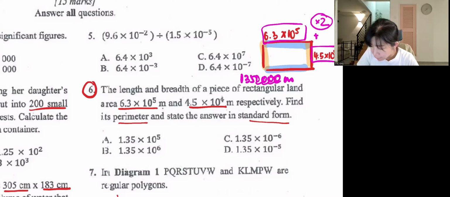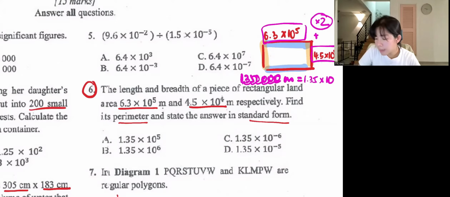1, 2, 3, 4, 5, 6. You're going to move 6 places so that it becomes 1.35 times 10 to the power of... Number becomes smaller, power becomes bigger, 6. So the answer is 4.